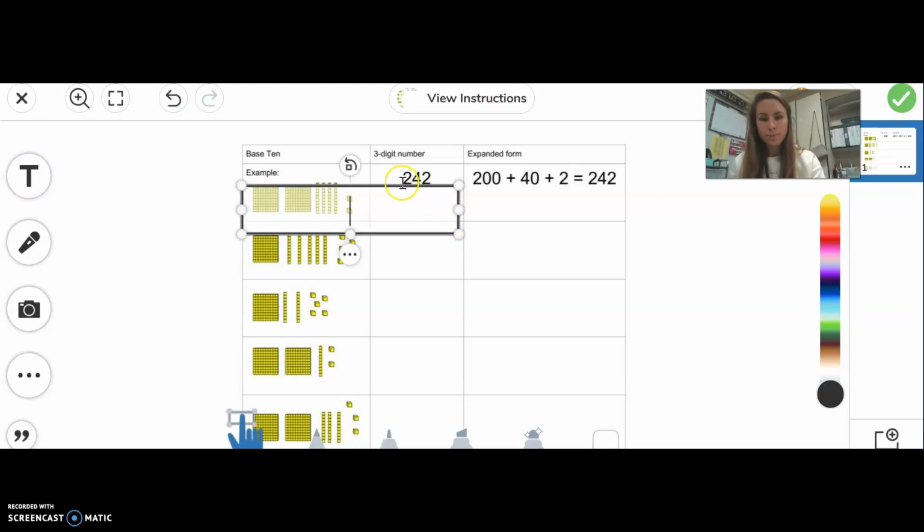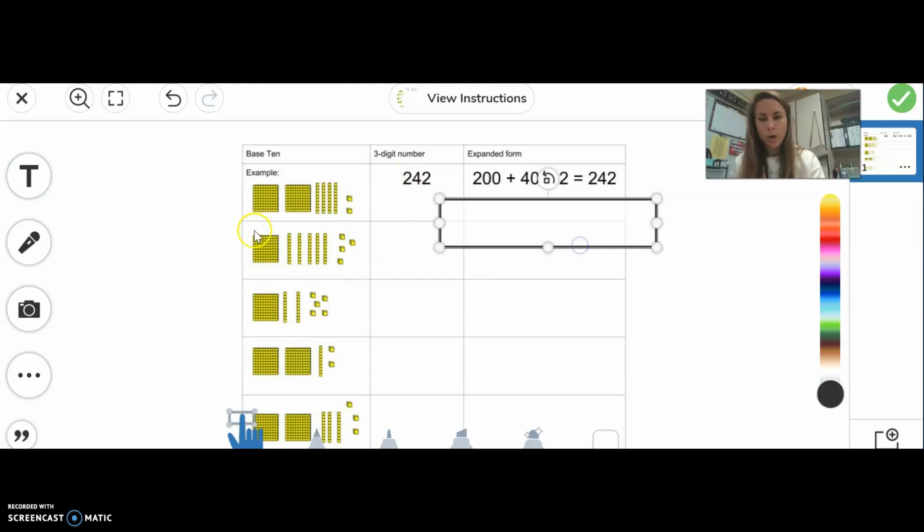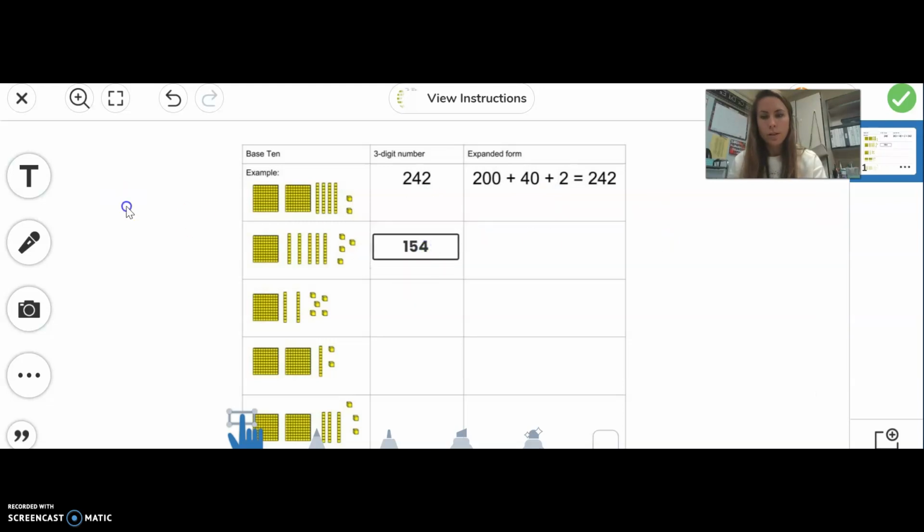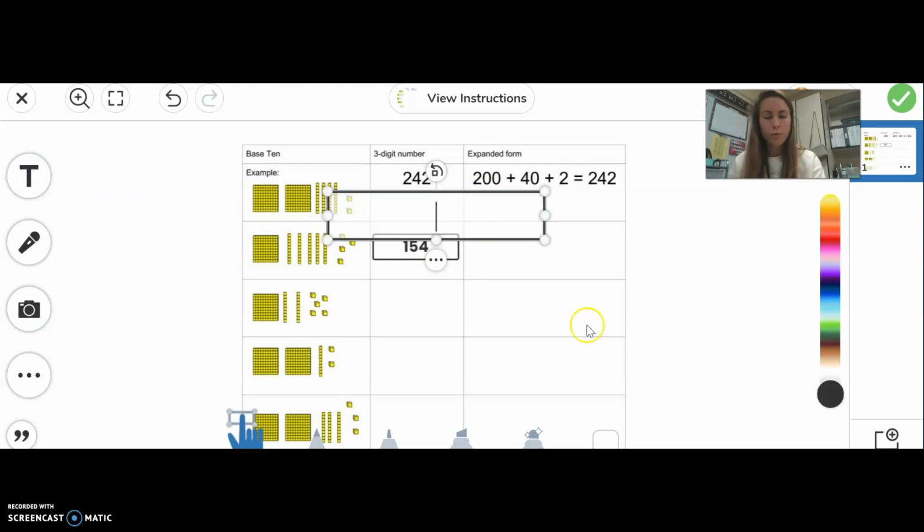For the next one, I would count 100, 110, 120, 130, 140, 150, 151, 152, 153, 154. I'll write 154 in my text box and move it in there. Then I'll get another text box, and now I need to write it in expanded form. I'm going to write it just like I say it. I say 100 plus 50 plus 4.